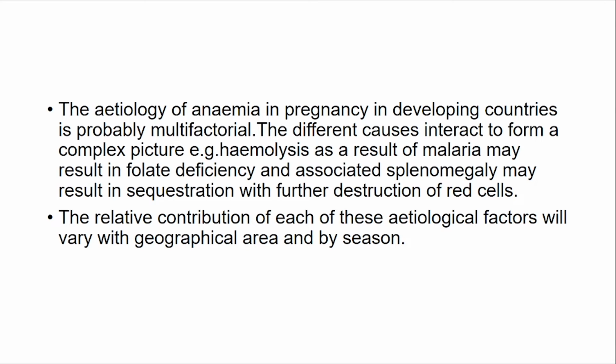The etiology of anemia in pregnancy in developing countries is probably multifactorial. The different causes interact to form a complex picture. For example, hemolysis as a result of malaria in pregnancy could result in folate deficiency and associated splenomegaly, which may result in sequestration with further destruction of red blood cells. Then the relative contribution of each of these etiological factors will vary by geographical area and by season.